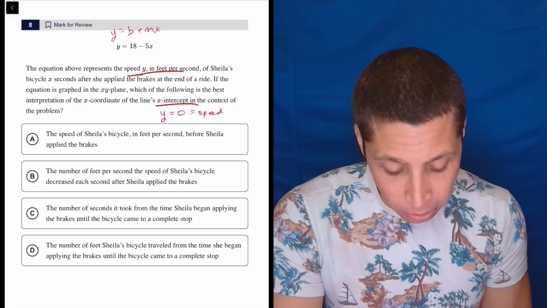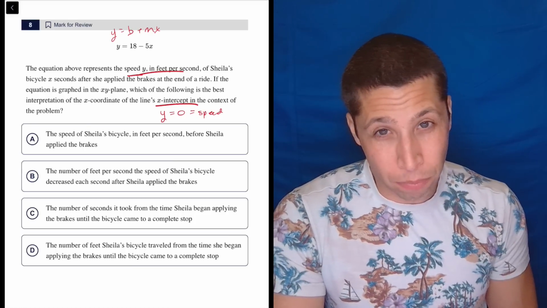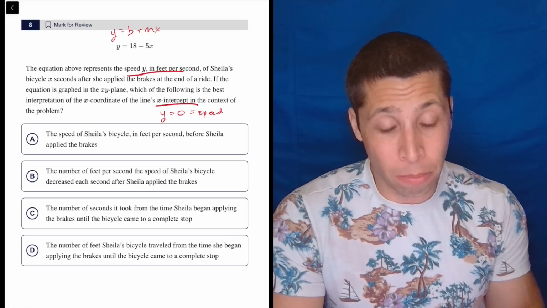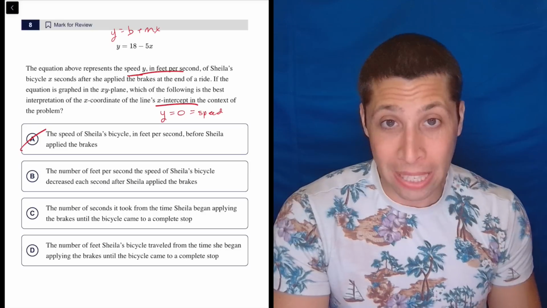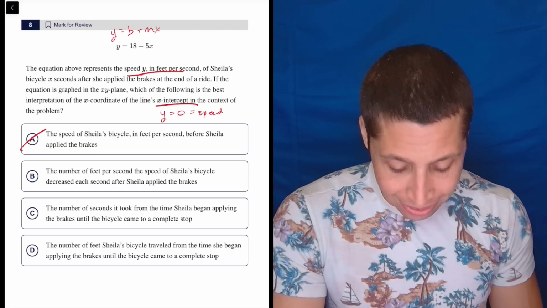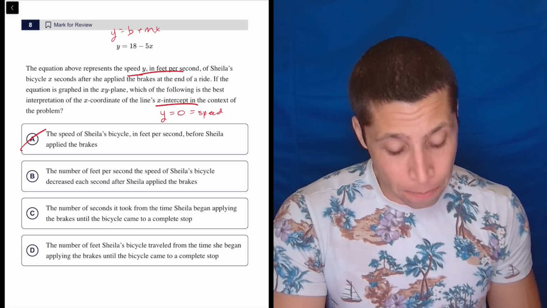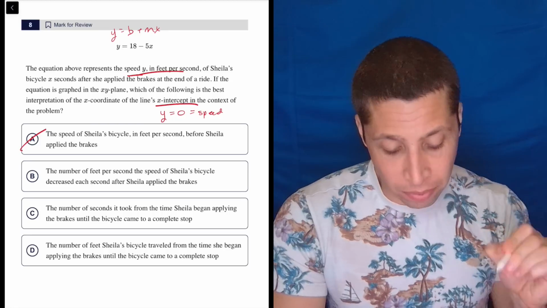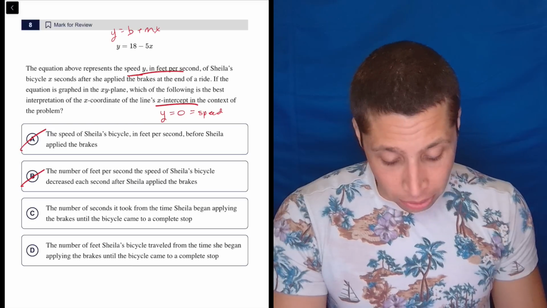A, the speed of Sheila's bike in feet per second before Sheila applied the brakes. Well, if she hasn't applied the brakes, she's not going at 0 miles per hour, feet per second, whatever it is, right? So it's not 0 speed. B, the number of feet per second the speed of Sheila's bicycle decreased each second after Sheila applied the brakes. That sounds like a slope, but we don't really want a slope, right? We want a specific point where y is equal to 0. The speed is equal to 0, so no, it's not that.